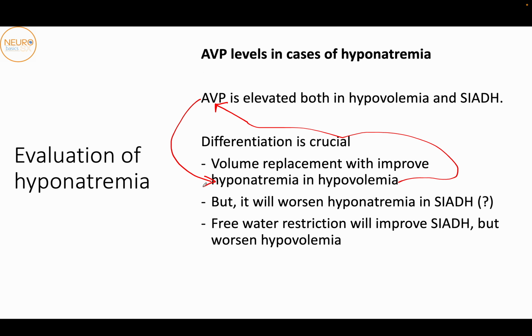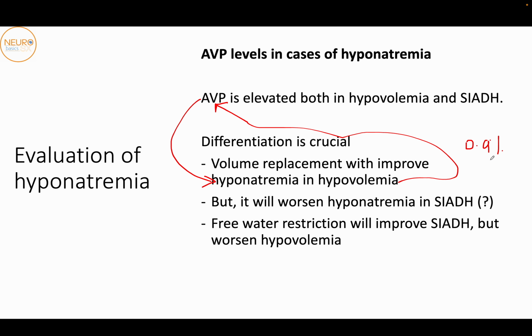Now, if you do volume replacement with whatever, okay, and you restore the volume levels to normal, if the patient becomes euvolemic, they stop releasing AVP and they stop retaining free water, and the hyponatremia will come to its normal levels by itself. There's no need for 3% NS or any other treatment in these patients. On the other hand, if you do a volume replacement in patients who have SIADH, it will actually worsen hyponatremia. And the reason why this happens is we are assuming that this volume replacement is being done with 0.9% NS.